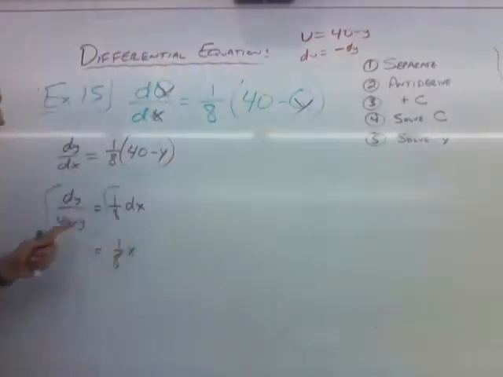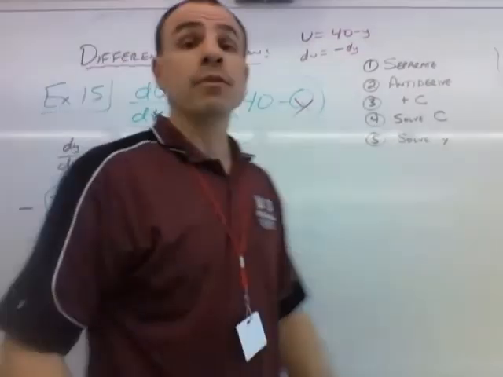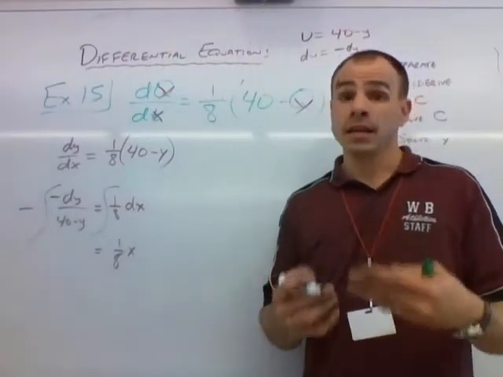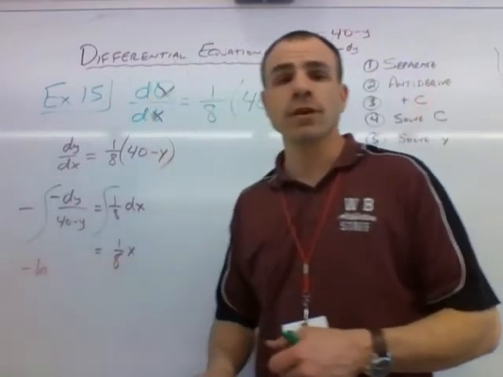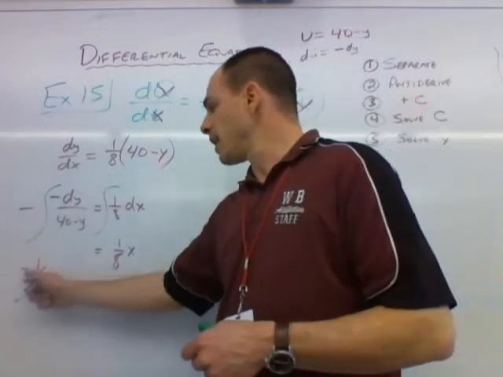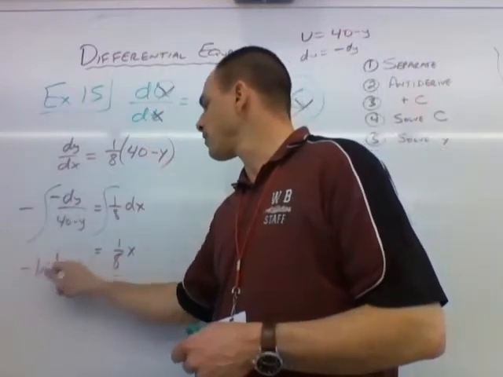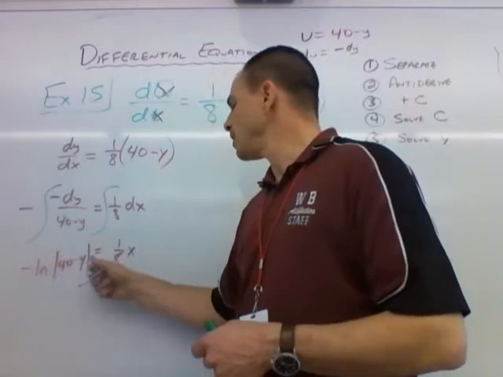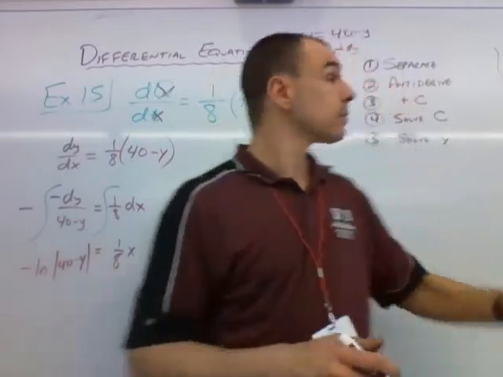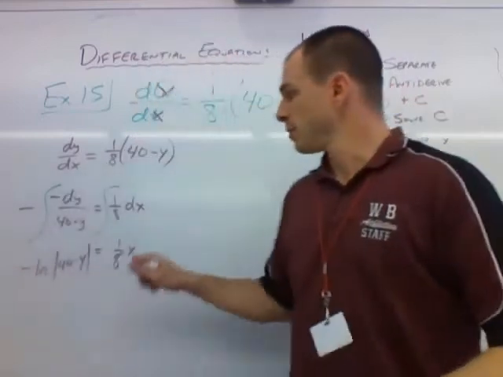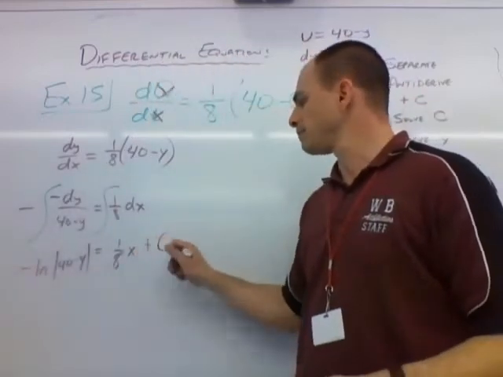Now let's go back here. We've got dy in the numerator, but we want the opposite of dy. So we have to counterbalance that with an opposite sign right there as well. Okay, so now we can take our antiderivative, and it is going to involve natural log again, but we need that negative symbol in front of the natural log. So we have negative natural log, absolute value, 40 minus y equals 1/8 x. That's our antiderivative of both sides. We still need our plus c. So there's our third step, putting that in.